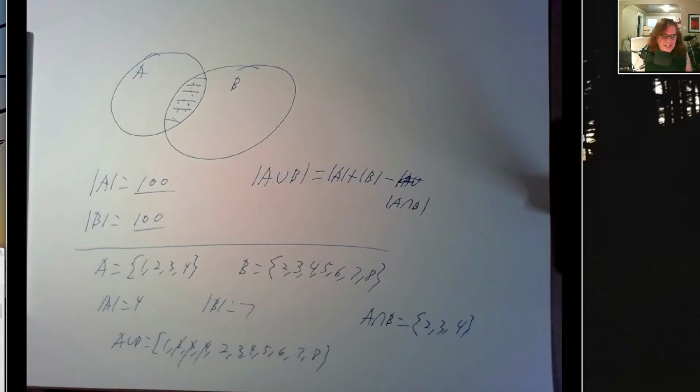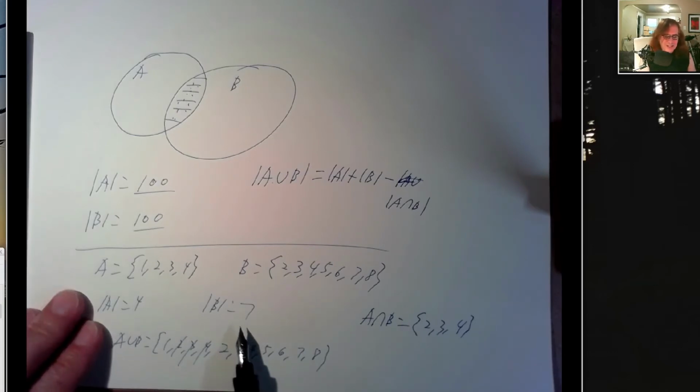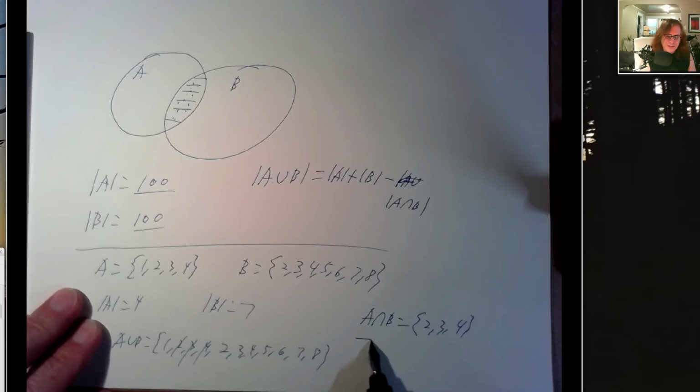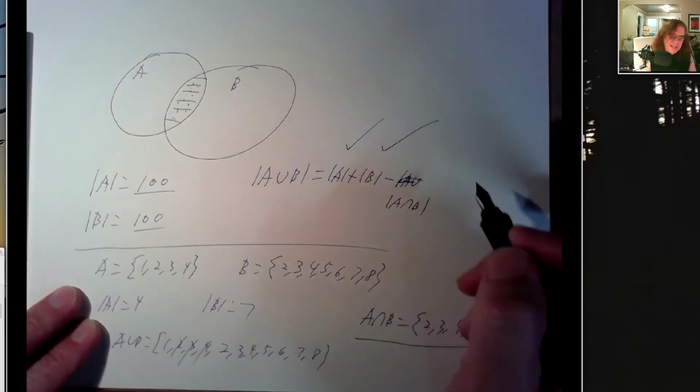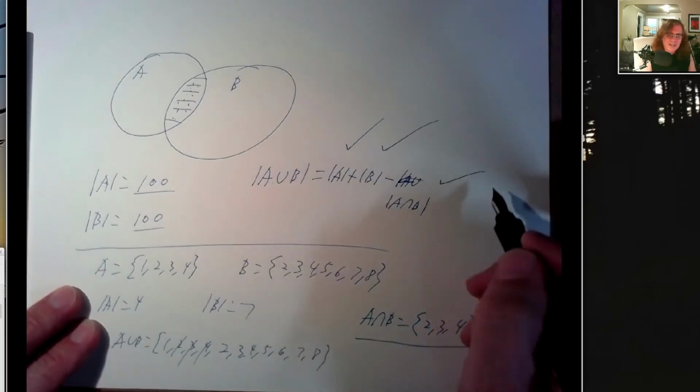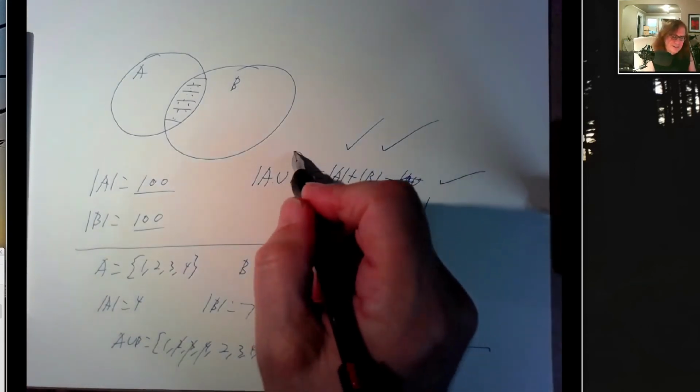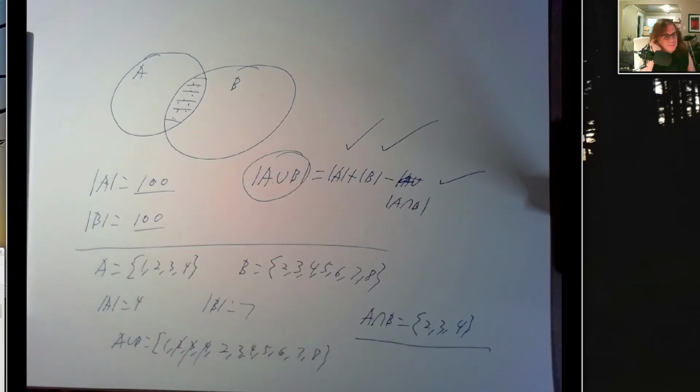How many things do I have in it? 1, 2, 3, 4, 5, 6, 7, 8. I started with 11 elements. I threw away how many things? 3. Why 3? Because there were 3 things in the overlap. So take the size of A, the size of B, add those together, but then throw away the size of the overlap. That gives you the size of the union. All right, so that's a general rule we can use when we want to find the size of the union of 2 sets: add up the sizes of each set, throw away the size of the intersection.